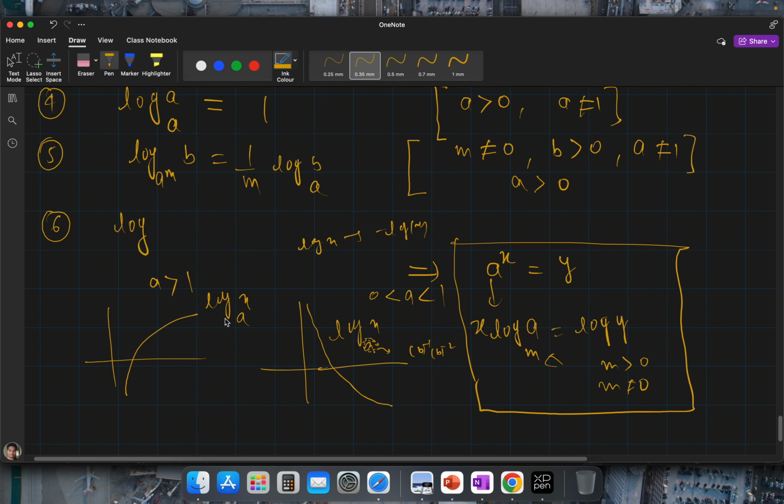So the log of x graph is always like this when a is greater than 1. But if a is in between 0 to 1, the graph will be like this. Which means that if a is greater than 1 and you increase x, the graph will be increasing. But if a is in between 0 to 1 and you increase x, the value of the graph will be decreasing. That is the thing you can think about. Fine?